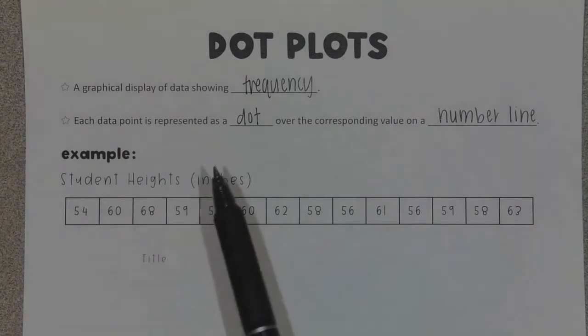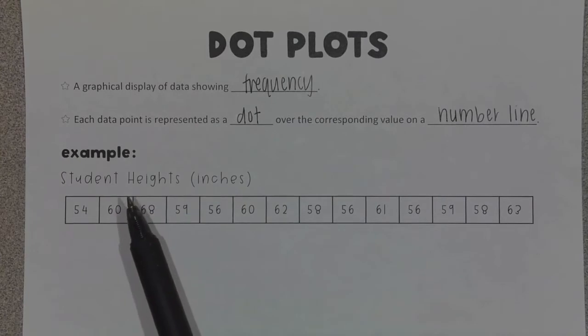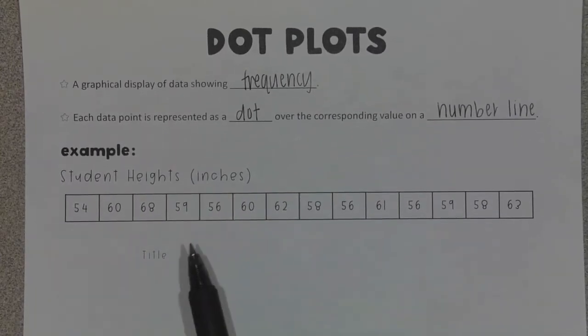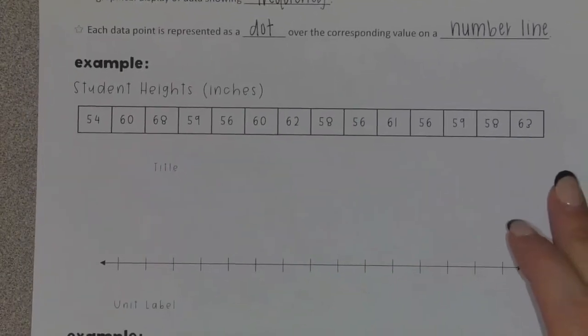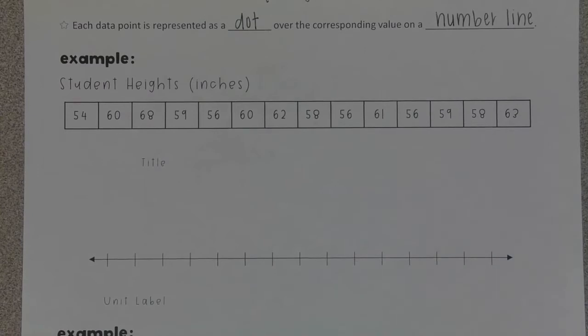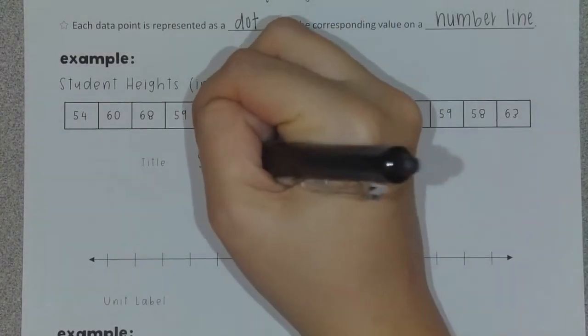So when you're given a set of data, so for example, this data represents students' heights in inches. First thing you want to do is you want to give your graph a title. Remember, you want to tell people what data you are displaying. So we're displaying student heights.